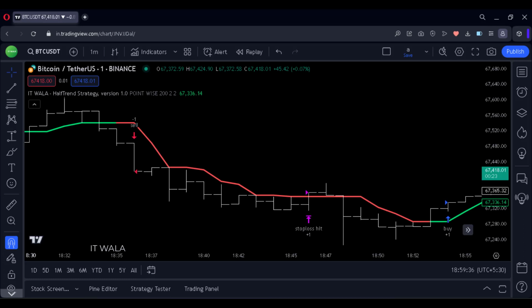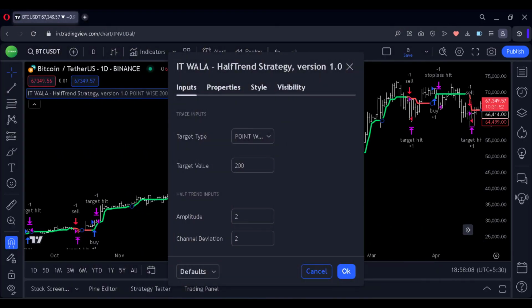Now let's understand how the target is coded for this strategy by seeing the input panel. This is the input panel. From here, you can choose the target type of trade. The options are point-wise and percentage-wise. By default, the point-wise option is selected. And the default value of the target is 200.